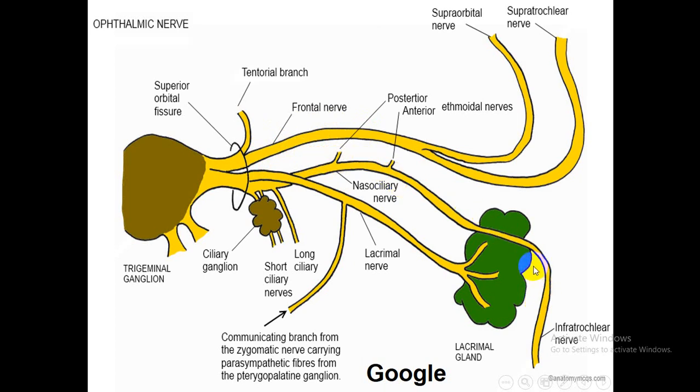Infratrochlear nerve, it runs forward, هاي نعرفها, and appears on the face above the medial angle of the eye. نعرف ايش راح يظهر, كنا أخذناها قبل, and supplies the skin of the eyelid and the upper half of the external nose. The upper half of the external nose.